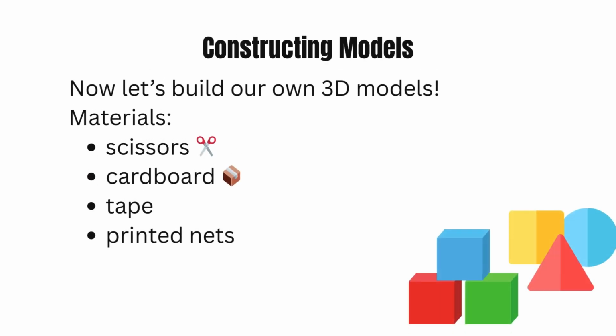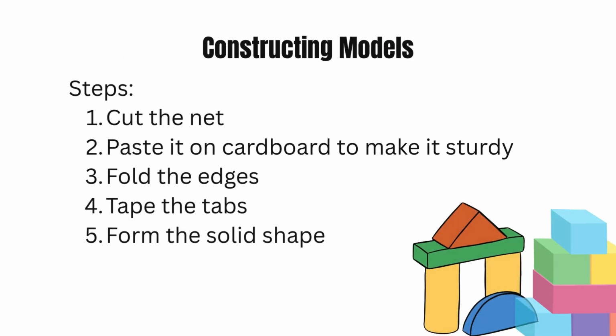Now let's build our own 3D models. Materials: scissors, cardboard, tape, printed nets. Steps: cut the net. Paste it on cardboard to make it sturdy. Fold the edges. Tape the tabs. Form the solid shape.